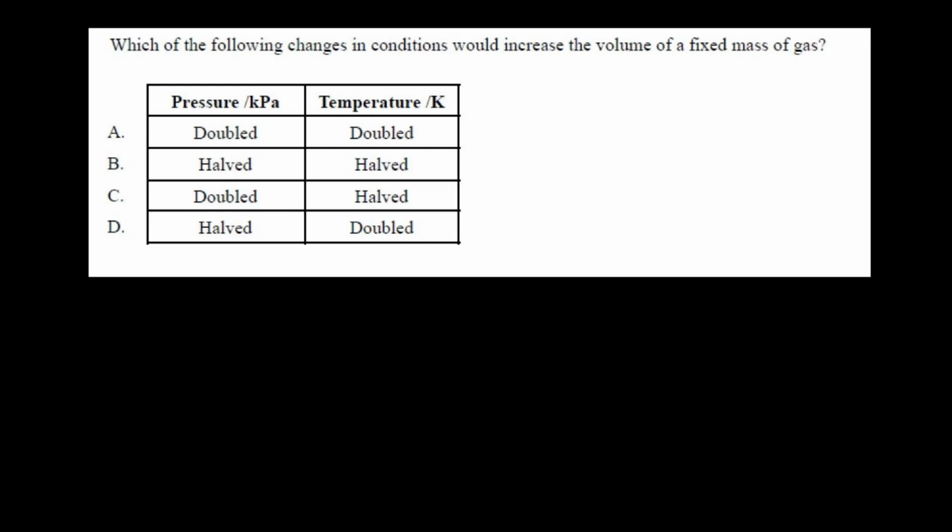Okay, so the question is, which of the following changes in conditions would increase the volume of a fixed mass of gas? So the mass is constant, and we have to increase the volume of the gas. So we have to check the pressure and temperature condition that would result in the increase in the volume of the gas. So from the ideal gas equation we know PV equals nRT.